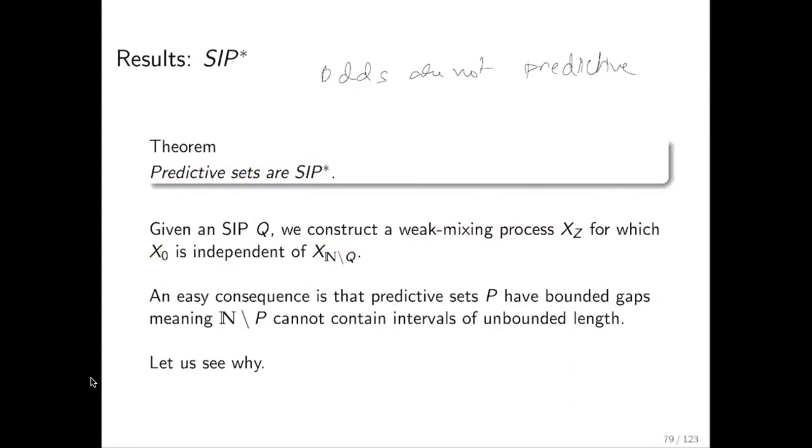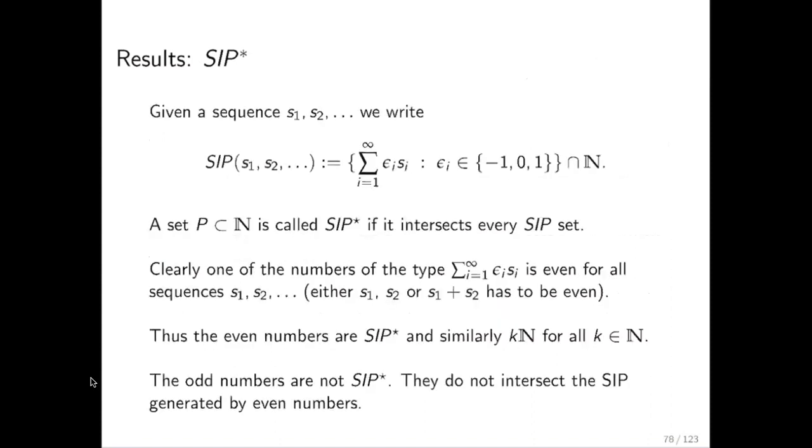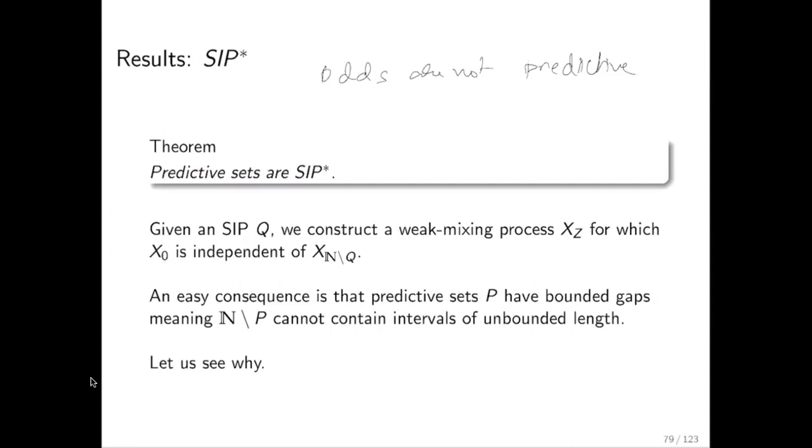So, okay, now you should complain a little bit. This is an abstract idea. What does this even mean? What are SIP star sets? So let me give you one property of SIP star, which might strike you as a little strange. It turns out all SIP star sets must have bounded gaps, meaning that if my set is predictive, then the complement cannot contain intervals of unbounded length.